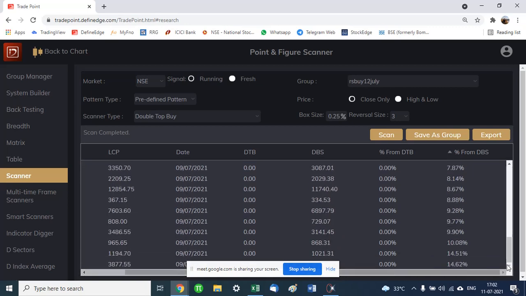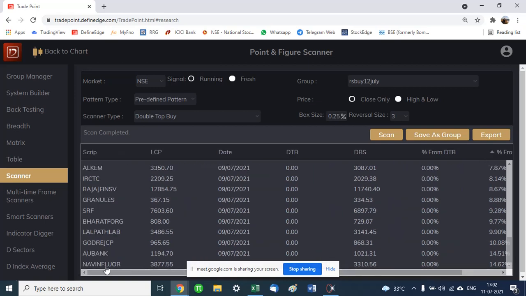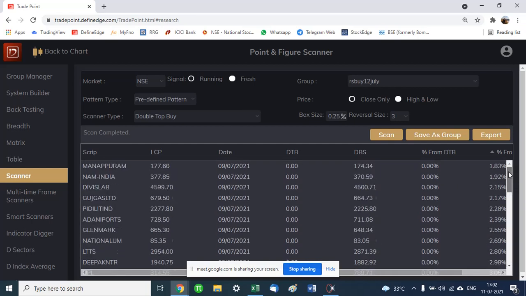Because if it is 14% away from double bottom sell, that is a very big stop loss for you to have if you enter into a long trade in say Navin Fluorine or AU Bank. Your stop loss is a good 14.5% away. So it is not a favorable risk reward trade. So if you sort it as per this column, you can get trades for long with a small stop loss.